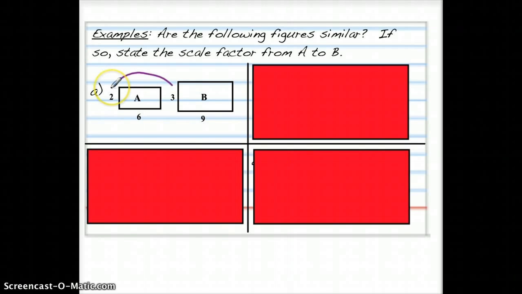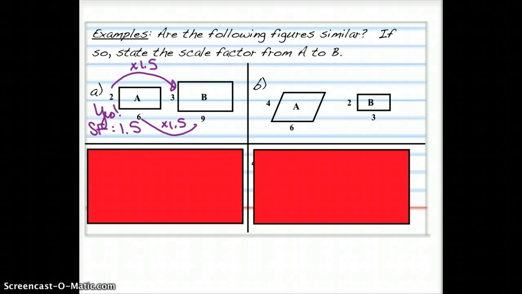And if I look from side 2 to 3, it looks like I need to multiply that by 1.5. If I look from 6 to 9, I also need to multiply it by 1.5. So it looks like these are similar, because it's the same scale factor both times. And the scale factor from A to B is 1.5, or 3/2, whatever you want to call it, fraction or decimal, okay.